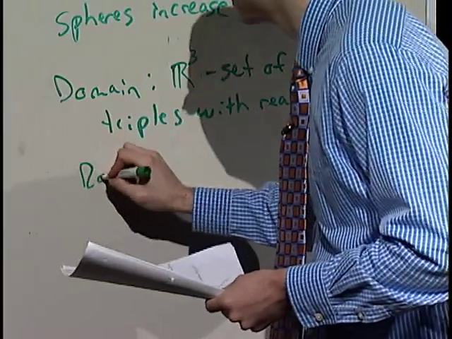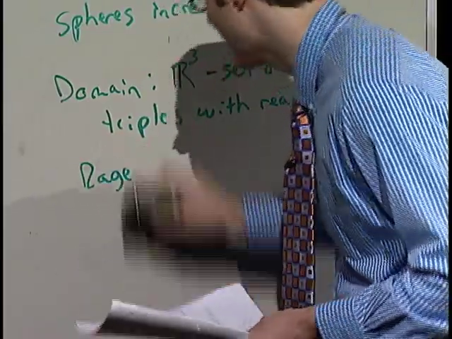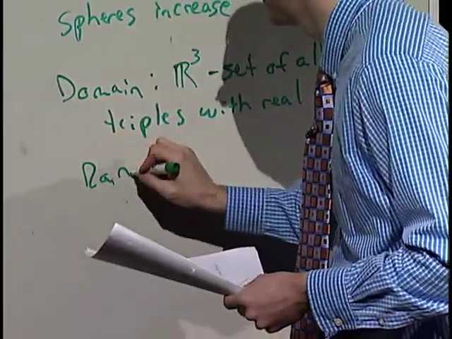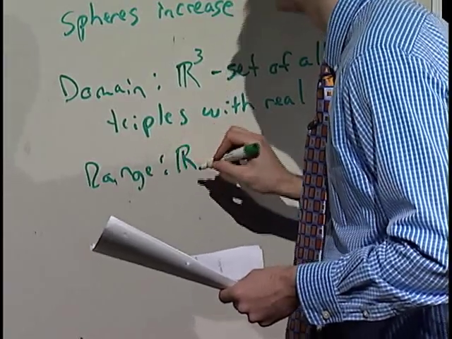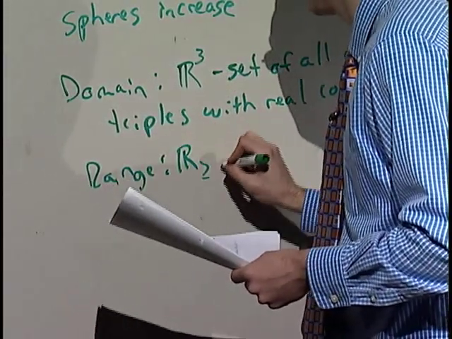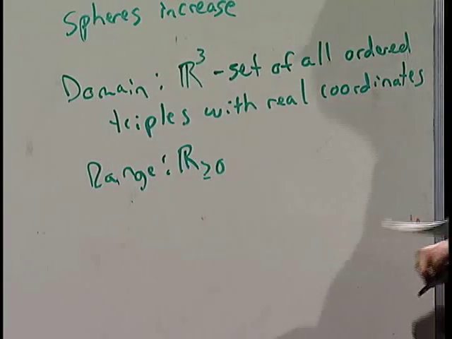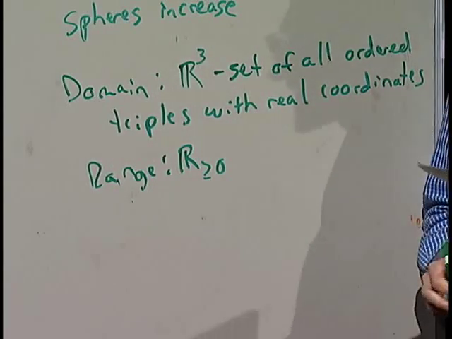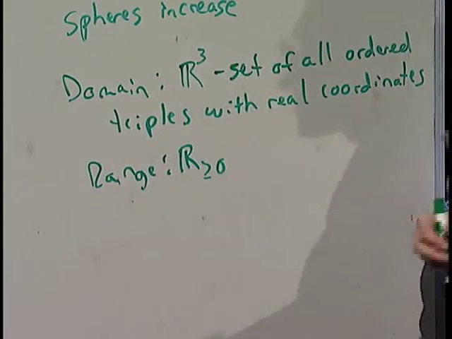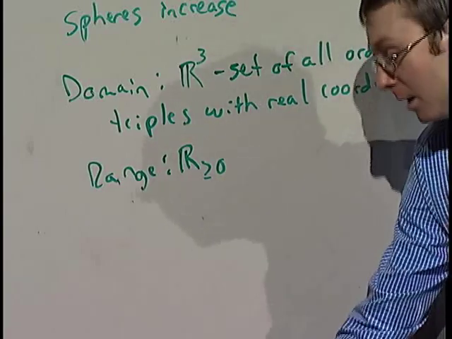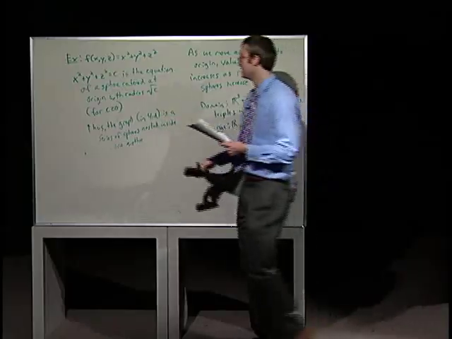And your range here is going to be R greater than or equal to 0, right? So you'll always have a positive value of the 4D coordinate, or the 4D point, okay? Okay, so let's do one more of these.